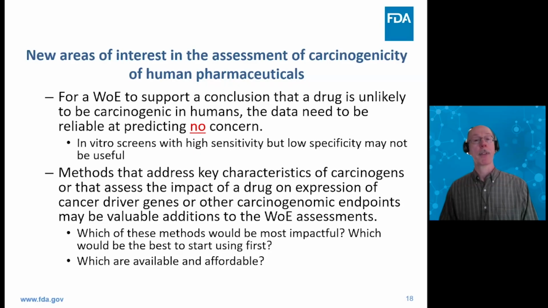But we do think that methods that address things like key characteristics of carcinogens, or that assess the impact of a drug on expression of cancer driver genes or other carcinogenomic endpoints, may be valuable additions to the weight of evidence assessments. And then we want to ask questions like, which of these methods would be most impactful? Which could be the best to start using first? Which are available and which are affordable?